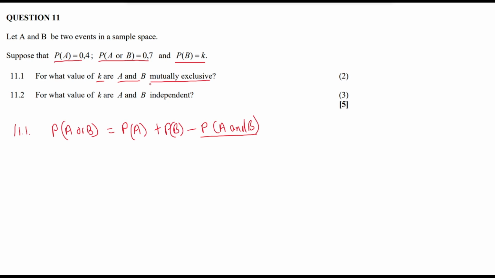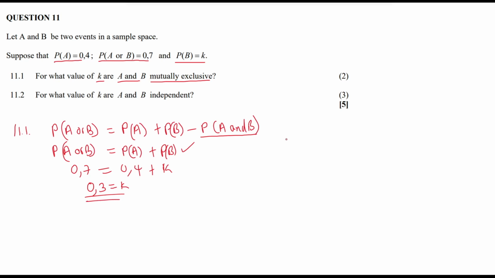So for mutually exclusive events, this addition rule becomes probability of A or B is equal to probability of A plus probability of B. That is for mutually exclusive events, okay? Right, now, let's substitute what we have here and then we solve for K. Probability of A or B is 0,7, probability of A is 0,4, and probability of B is equal to K. Right? And then we subtract 0,4 from both sides of the equation. We find that K is equal to 0,3.